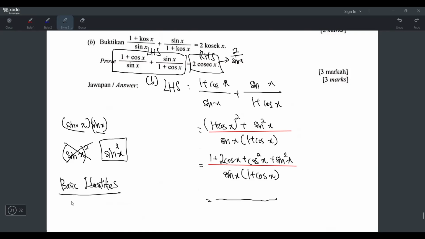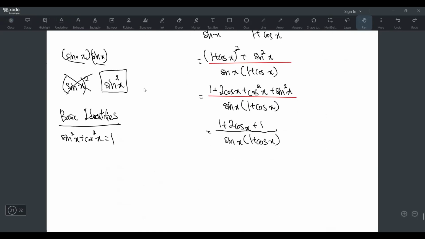So the first one is sine square x plus cos square x equals 1. That's the first formula under basic identities. And look at this: sine square plus cos square, so we can cut it to 1. When you cut it to 1, you are left with 1 plus 2 cos x plus 1. And just now I said better not to expand, right? I'm sure you slowly can see already why I said don't expand.